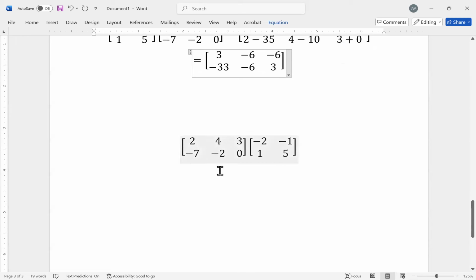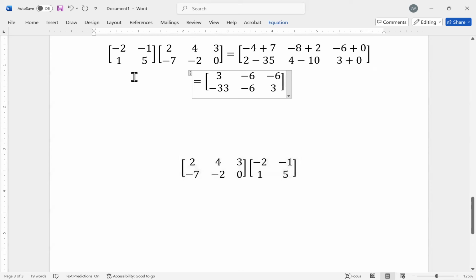Now, what's going to happen in the second case? By the way, if we call this first matrix A and the second matrix B, then this one is B times A.